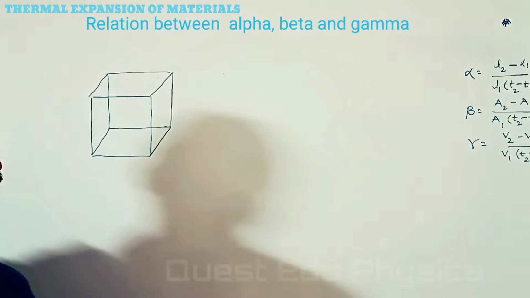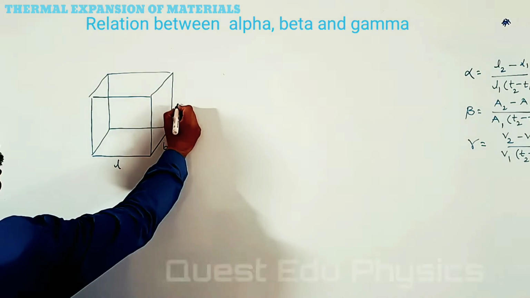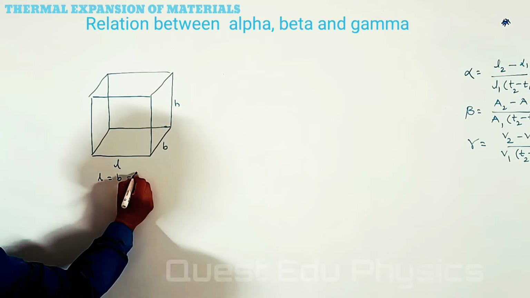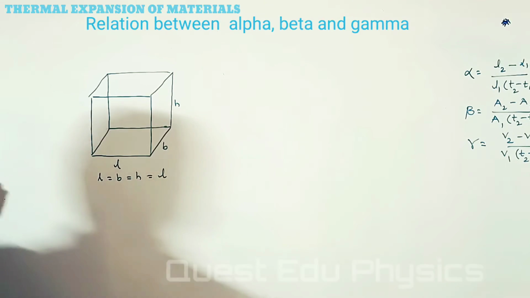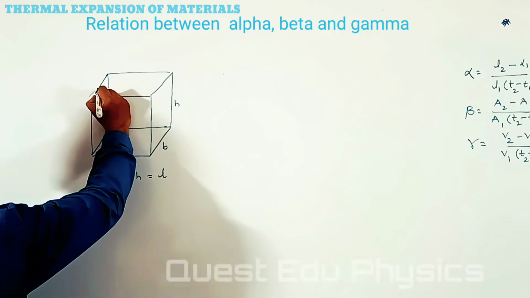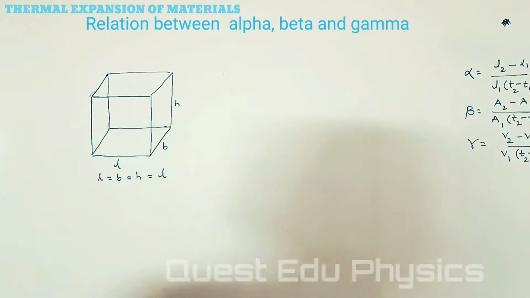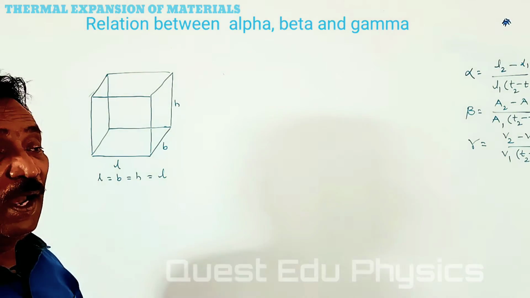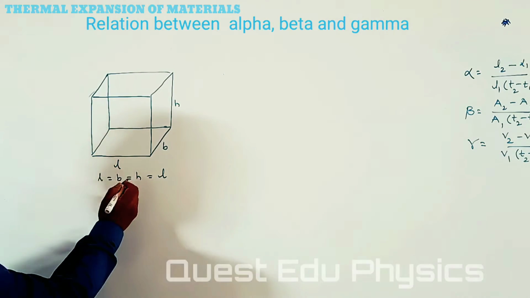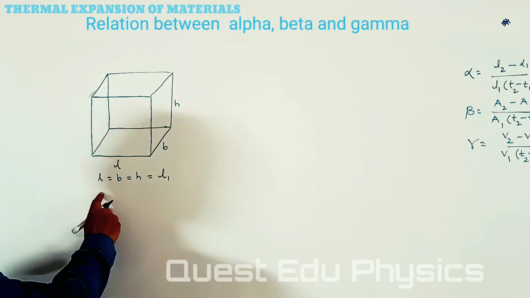This, students. Its length is L, breadth is B, and height is H. Let's take length equal to breadth equal to height, and we are taking it as L, students. Okay, students. That means all its dimensions are equal. Okay, we have to find out the relations. First, we will find the relation between alpha and beta. Then after that alpha and gamma, students. Let's say the initial length of each side is L1. Okay, students. Initial length is L1.